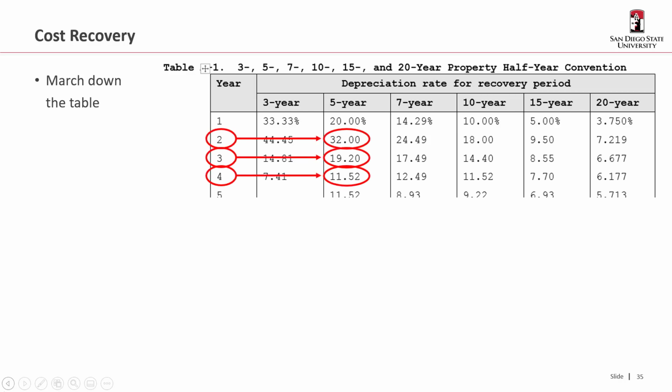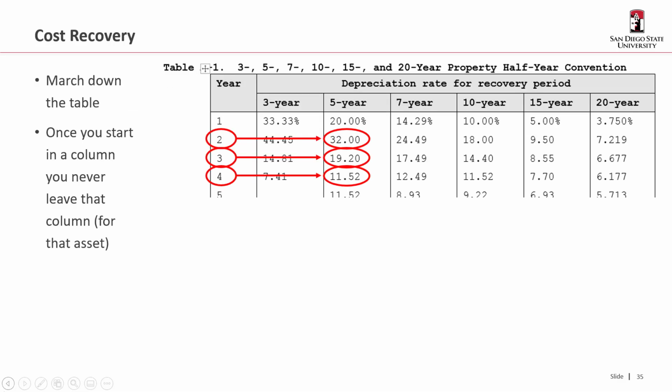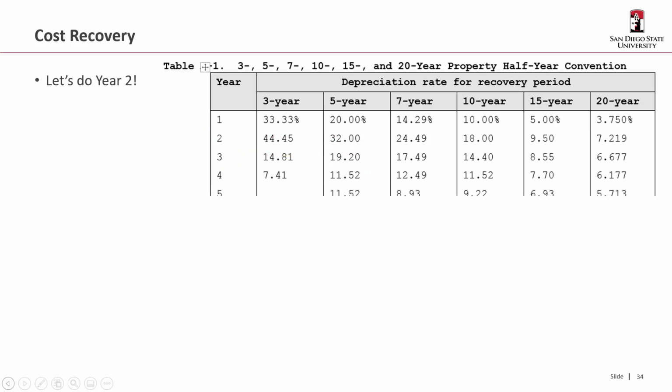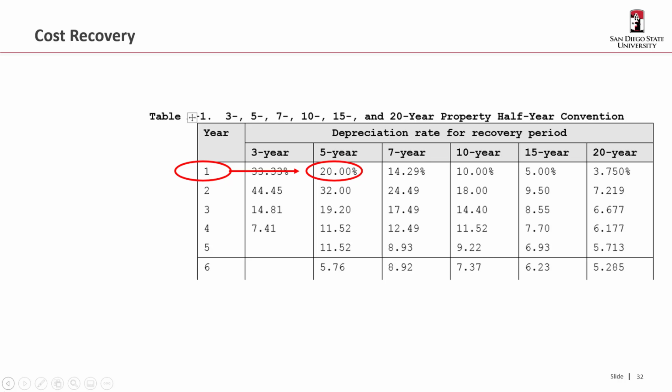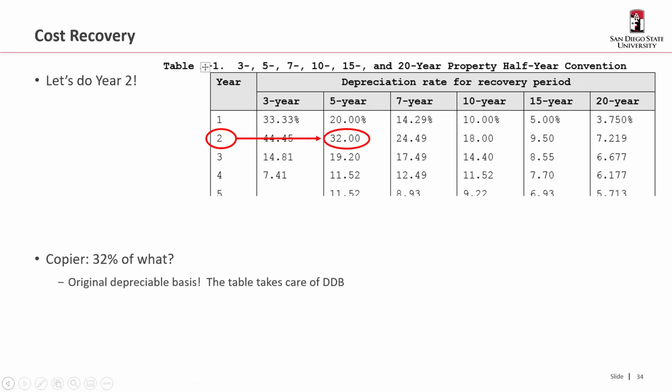You're going to march down the table every time. So when I start in a column, I stay in a column. And I do that for the life of the asset, or if I dispose of the asset, whichever comes first. So a couple things worth noting, right? First is because of the half-year convention, a 5-year asset actually takes 6 years to depreciate. A 7-year takes 8 years. It's true. Oh, shoot, I truncated the tables. Let's see if I go back a few slides if I have them all. Oh, here we go. You can see that a 5-year asset goes into the 6th year. And that's because you're only taking half of it in year 1, and then you're picking up the remainder in the final year, which in this case would be year 6 because it's 5-year property.